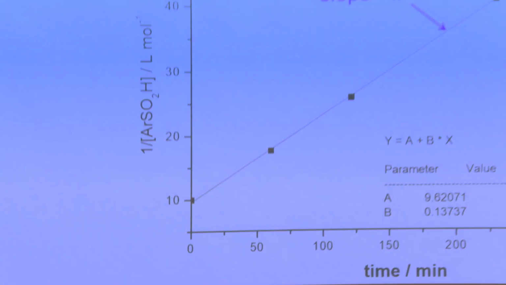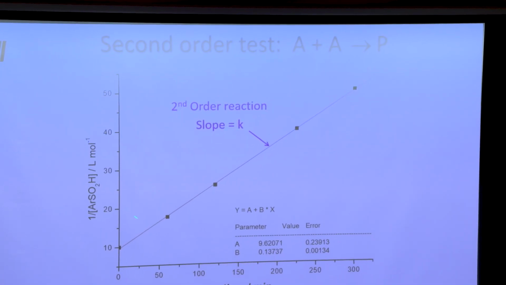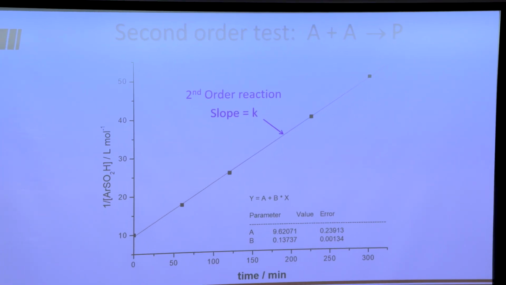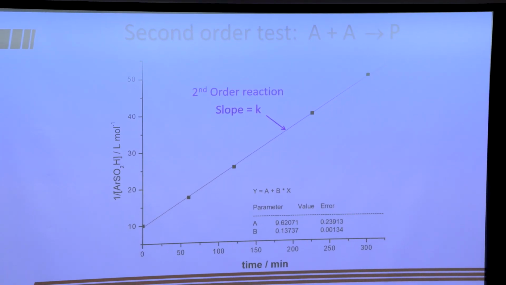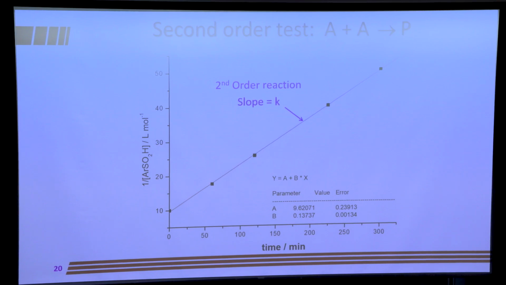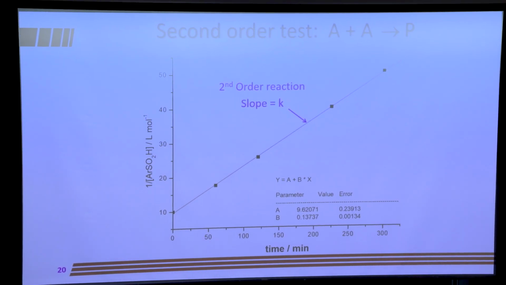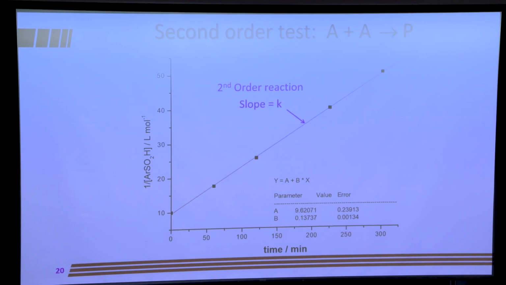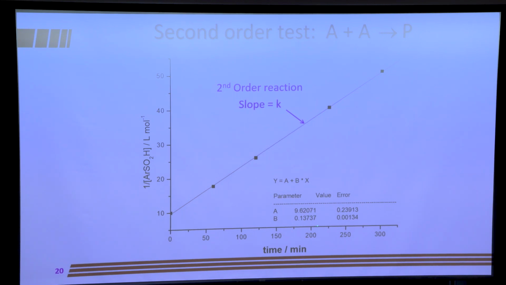And here, I've done it for some sample data that I had for ArSO2H. Concentration units are liters per mole versus time. You can see here the R squared is virtually 1 in this case. The line is going through the points almost perfectly. So the rate constant this time is 0.1374 liters per mole per minute for the second order. It's going to be inverse concentration per unit time for the units of the rate constant.